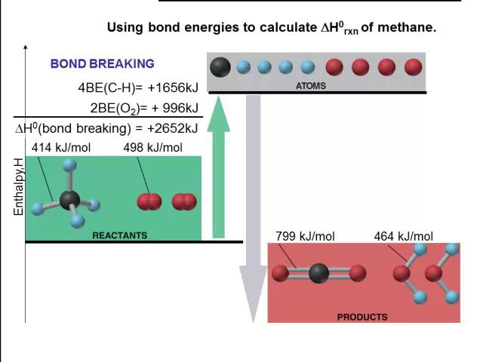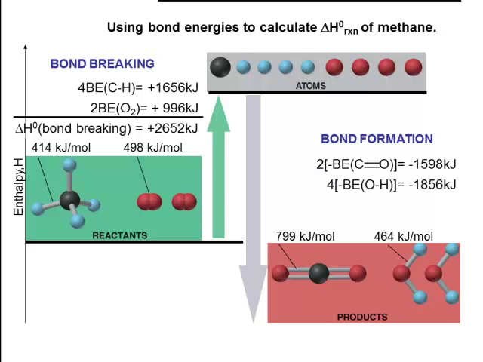Okay? So I go to form my products here. When I form those products, I form 2 of the carbon-oxygen double bonds. The energy I get out of that process is going to be a negative 1598 kilojoules. Okay? I'm then going to form 4 of the oxygen-hydrogen single bonds. The energy I get out of that is a negative 1856 kilojoules. So when I form those bonds then, the overall energy I get out is a negative 3454 kilojoules. Right, that's my energy overall. All right, that's how much energy I get out.